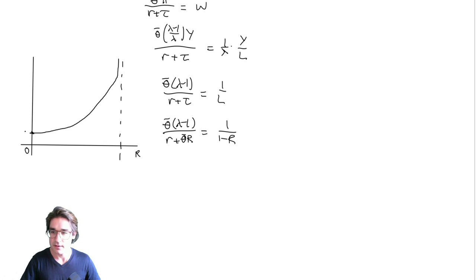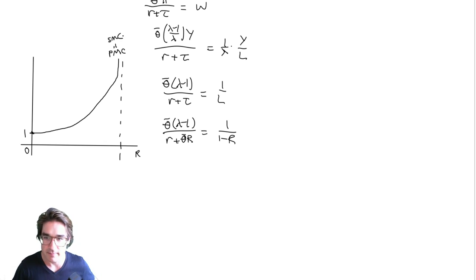So this is just drawing these curves. The private marginal cost, which is actually going to be equal to the social marginal cost, that marginal cost curve looks the same. It's 1 over 1 minus r, goes to infinity as r goes to 1. It starts at 1, okay, and it's strictly increasing. Now, right, so this is PMB and PMC.